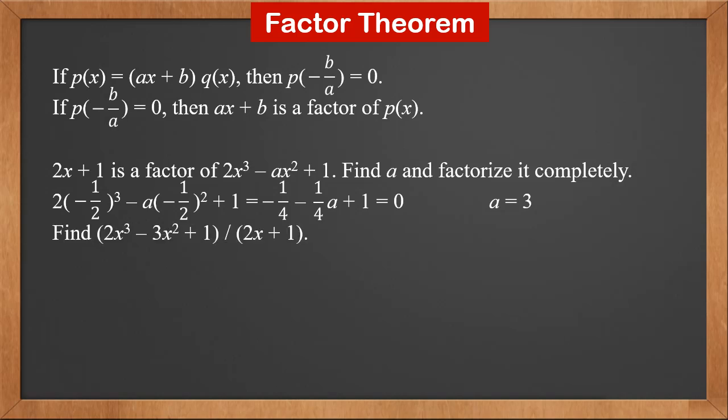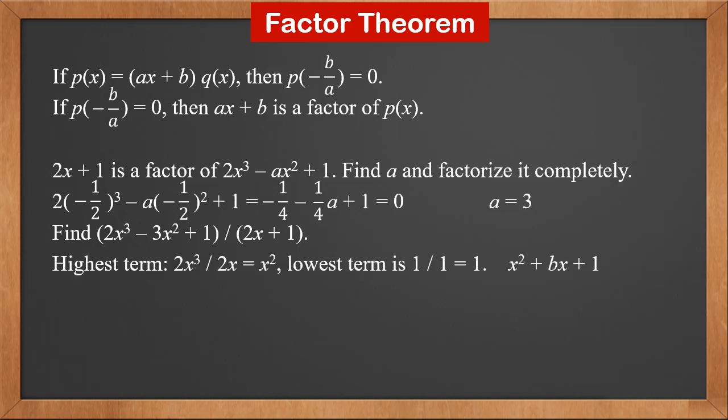Now we find 2x cubed minus 3x squared plus 1 divided by 2x plus 1. We know the highest term is the division of the two highest terms. 2x cubed divided by 2x is x squared. The lowest term is the division of the two lowest terms. 1 over 1 is 1. So the quotient is x squared plus bx plus 1. So 2x cubed minus 3x squared plus 1 is (2x plus 1) times (x squared plus bx plus 1).